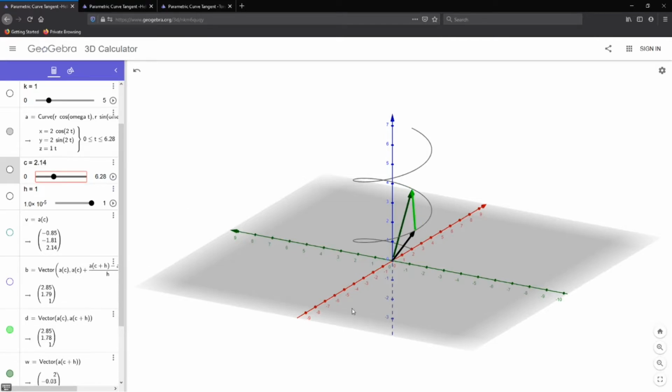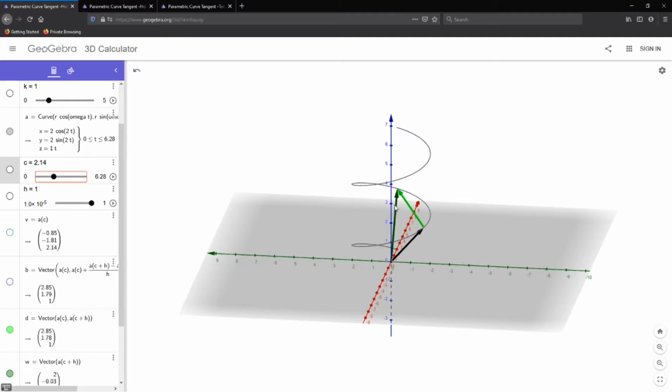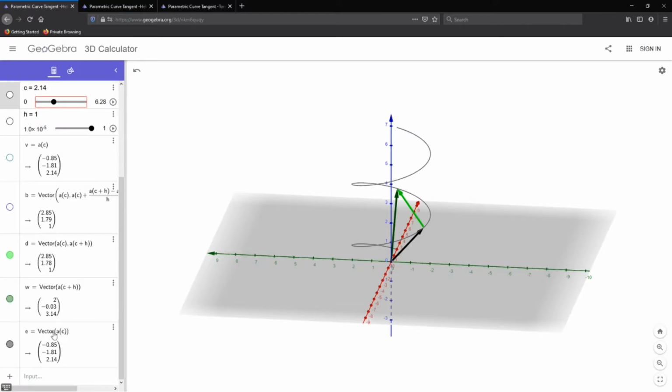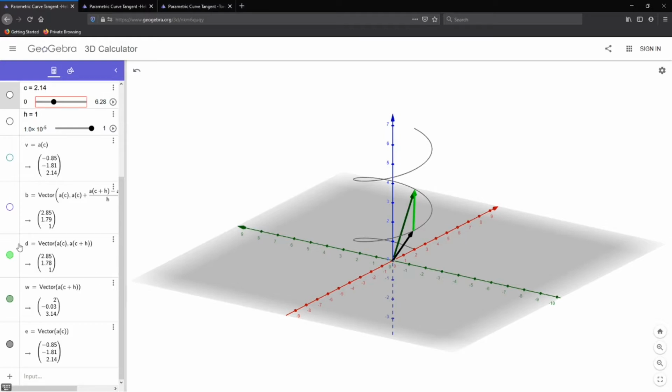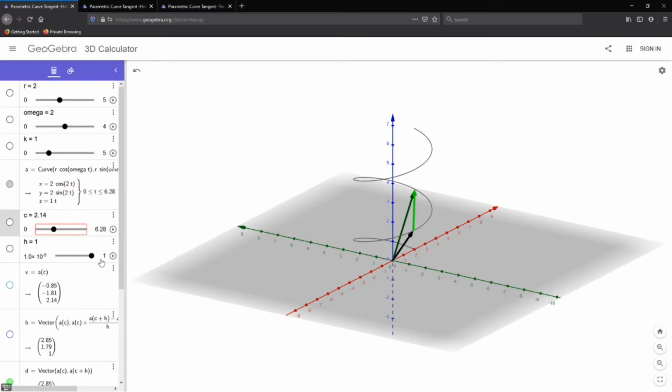And what I've also shown here is another point. This point is the position vector on the helix at C plus H. In terms of our color coding, the black vector is A of C, and the dark green vector, W, is A of C plus H. And this vector D right here is the difference vector between these two points. So it's exactly the numerator in that difference quotient: A of C plus H minus A of C, or in terms of our notes, r of t plus h minus r of t. As H goes to 0, the vector difference between those two points gets very, very small and goes all the way to 0.